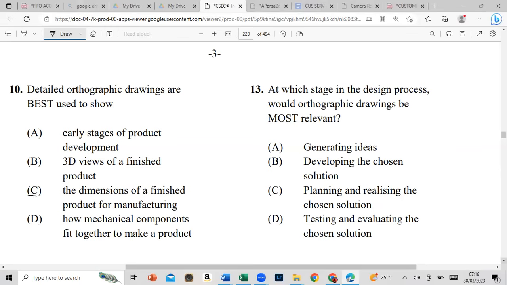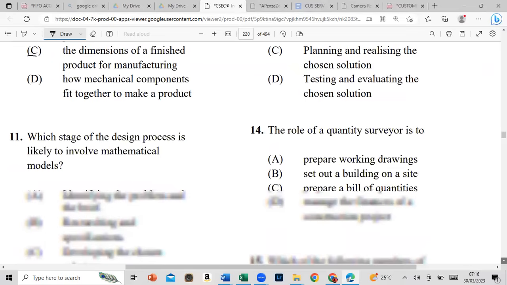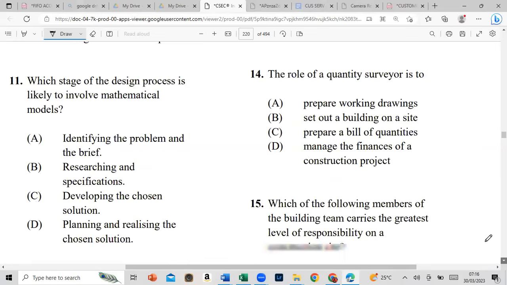I'm pushing you guys so you can do your exam in a timely manner. Alright?